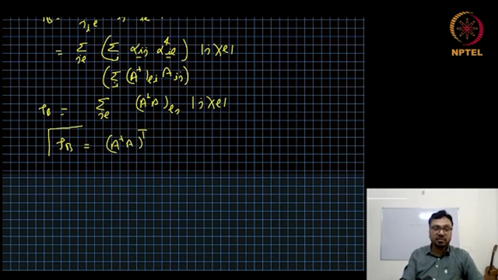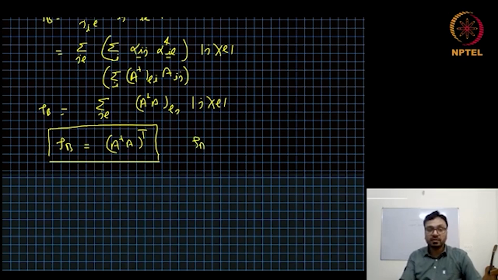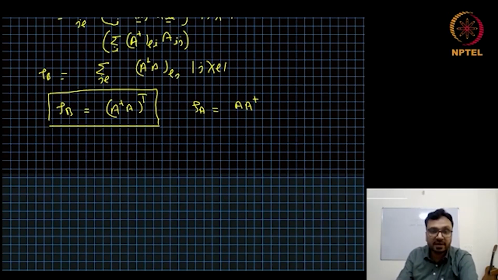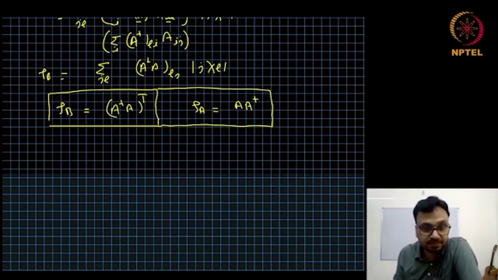So if we have a coefficient matrix A, then we can calculate rho A and rho B. Rho A will be A times A dagger, and rho B will be A dagger A transpose. So in that way, we can find the reduced density matrix for a pure state very easily.